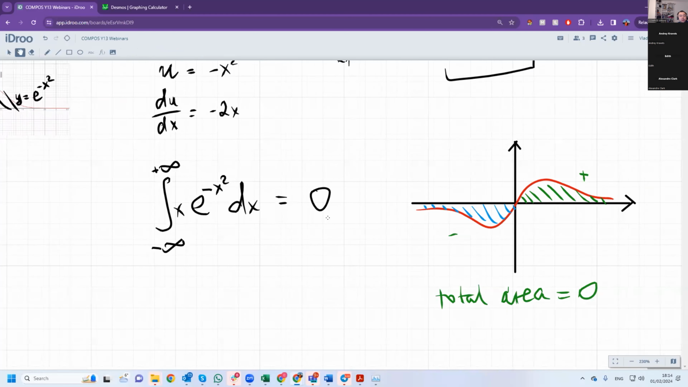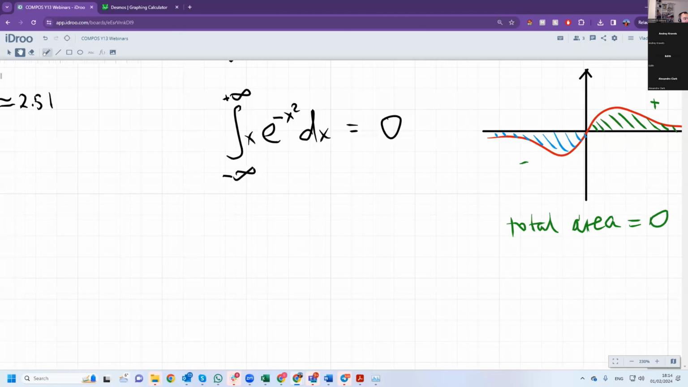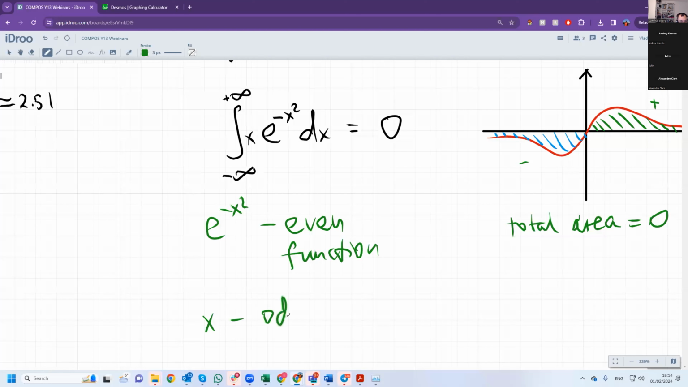So why is it equal? Well, because e to the power minus x squared is an even function, and x is an odd function.